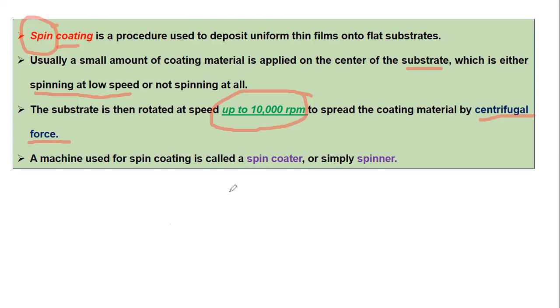A machine used for spin coating, any type of machine used for spin coating purposes, is called a spin coater. It means any kind of system or machine used for the purpose of spin coating is a spin coater, or simply we can say a spinner. So this is the basic information and definition of spin coating.